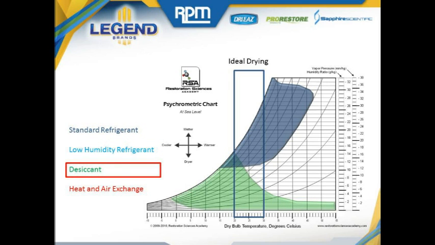Desiccant dehumidification systems, on the other hand, have a very opposite performance characteristic. As opposed to relying on condensation from very humid air, desiccant dehumidifiers utilize a chemical attraction to water vapor, commonly referred to as adsorption. This process allows desiccant dehumidifiers to remove water vapor from air that is already relatively dry. However, desiccant dehumidification systems have a point of saturation.